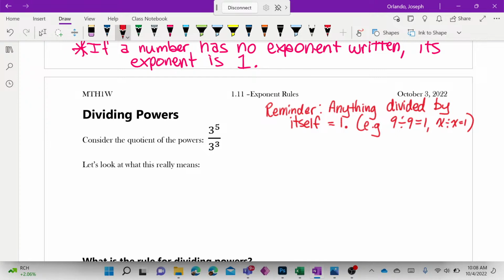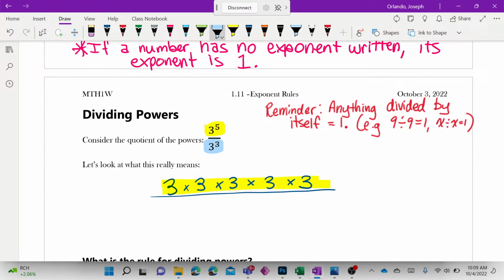All right, cool. Look here. Let's consider what this really means. Well, what does the top of this mean? Just the top. Don't worry about the bottom yet. 3 times 3, 5 times: 1 of them, 2 of them, 3 of them, 4 of them, 5 of them. Now this whole thing is being divided by the bottom of this fraction. What do we call the bottom of a fraction, by the way? Denominator. Good. What's the denominator of this fraction? 3 times 3 times 3.